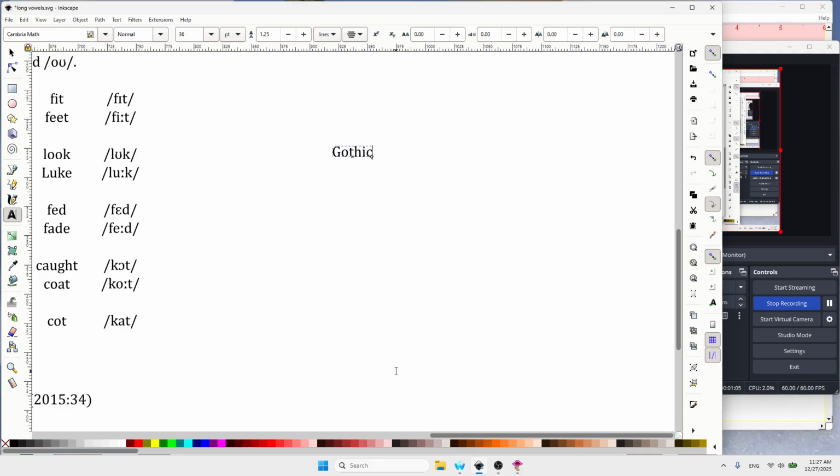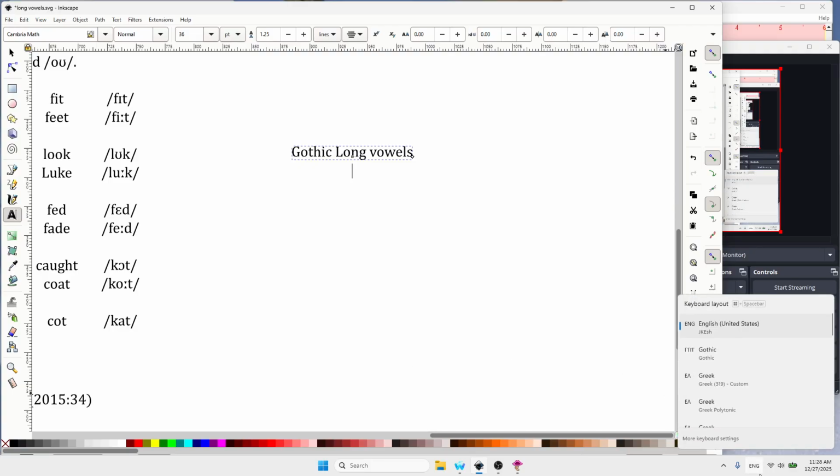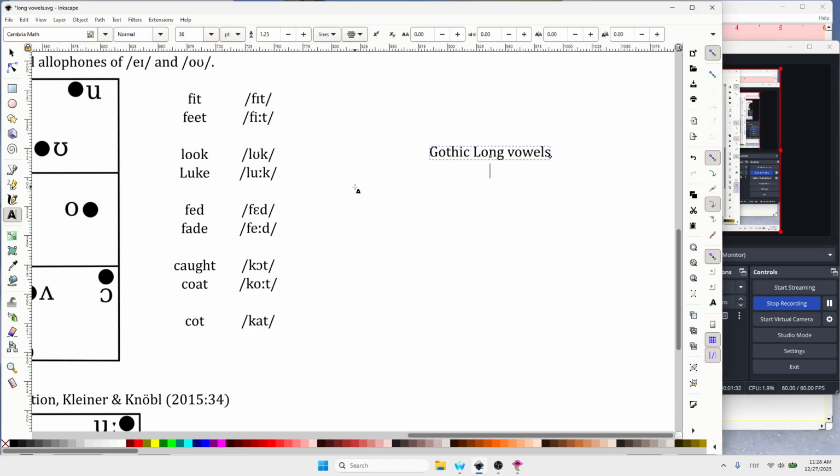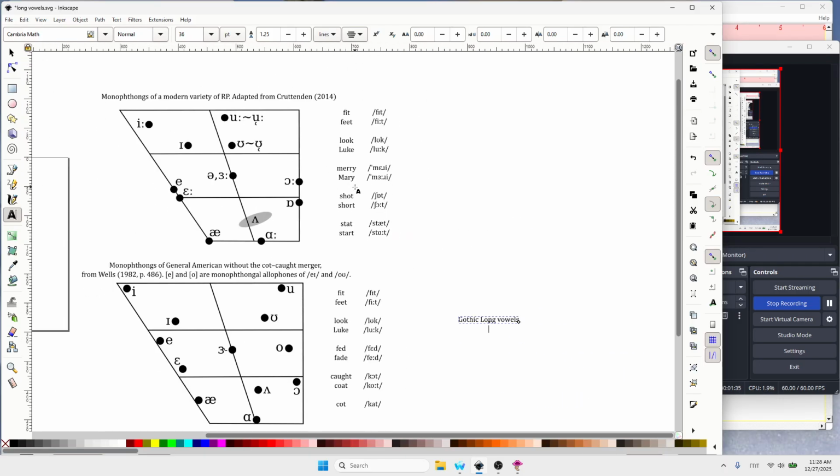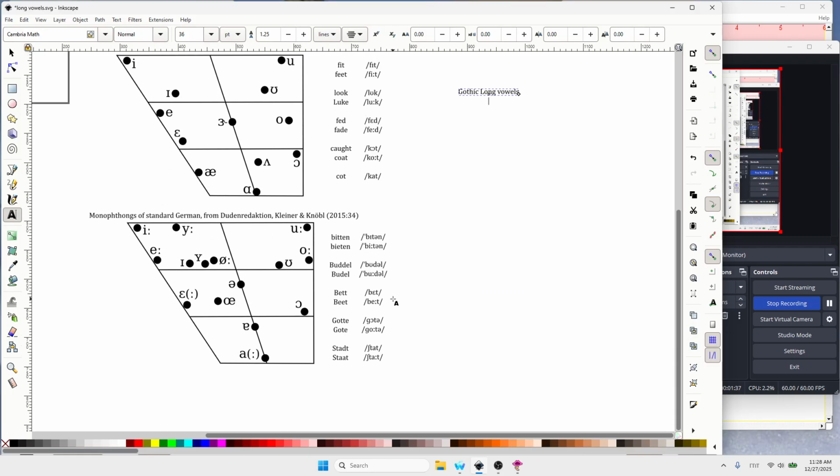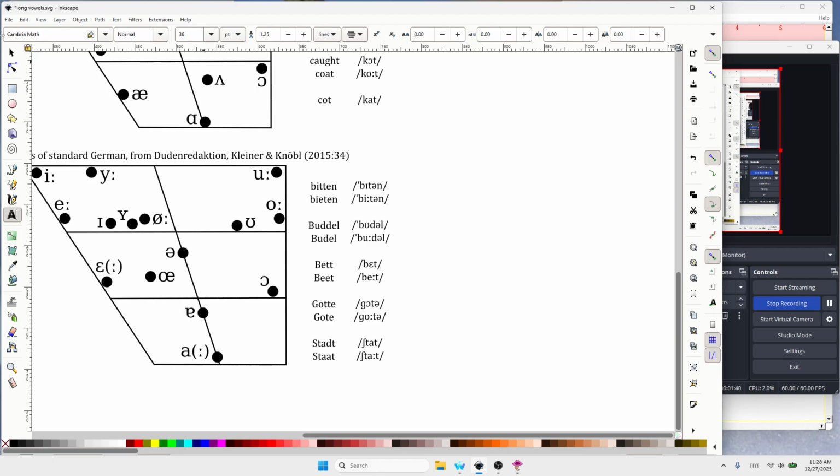I should say that the way Gothic long vowels work is that they don't really contrast with the short vowels. There are not very many words in which there's a contrast between long and short. So here I have some pairs of words which are contrasted in that one of them is short, one of them is long.